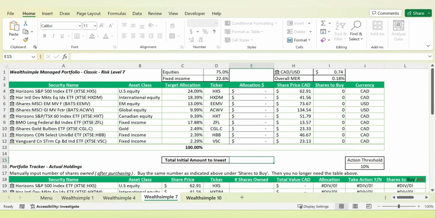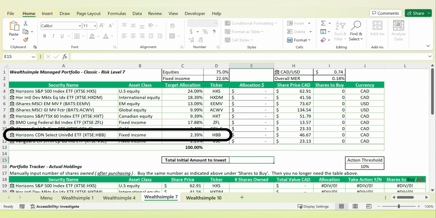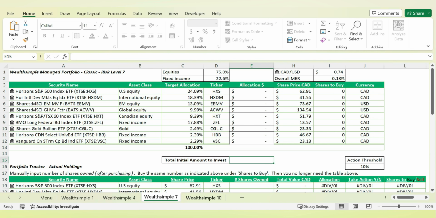As you can see, 75% equities, 22.6% fixed income, with the rest allocated towards gold. All of the same ETFs that you've seen in the previous portfolios, and a lot of the same notes from us as well. We'll just focus again on the fixed income. As these portfolios get more aggressive, the majority of your fixed income should probably be in very safe holdings like your aggregate bond ETF, the HBB, or a short-term government bond index ETF.